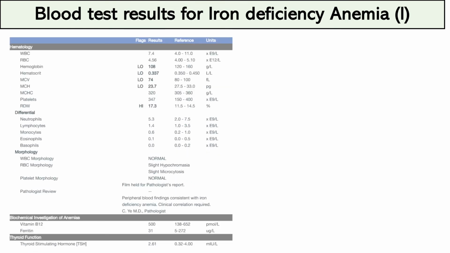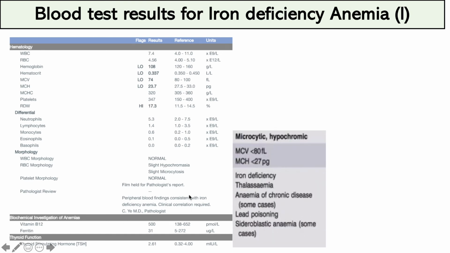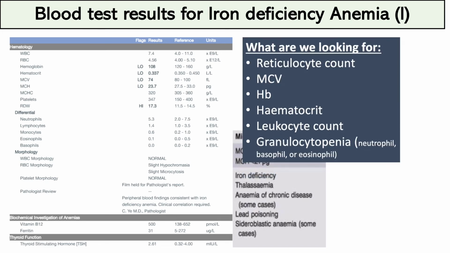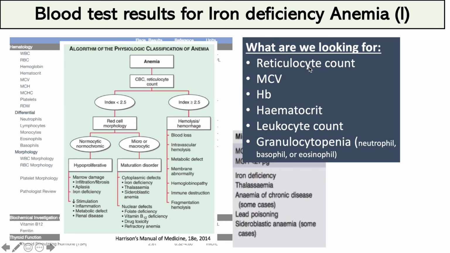Now, what blood test results do you look for in someone who has iron deficiency? So there's the hematology, i.e. what looks at the main blood cells, and there's biochemistry as well. Now, in hematology, you would look for reticulocyte count, MCV, hemoglobin, hematocrit, leukocyte count, leukocyte meaning all of the white blood cells, and granulocytes. Usually, reticulocyte count is the first thing that you look for. So you remember reticulocyte count, if it was below 2.6 and it was microcytic or macrocytic, you can see iron deficiency falls under this category.